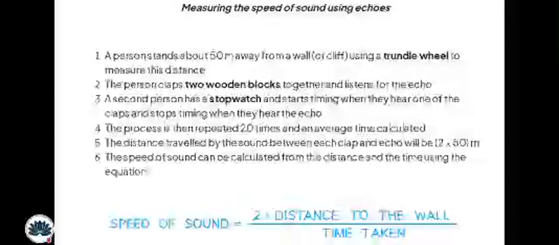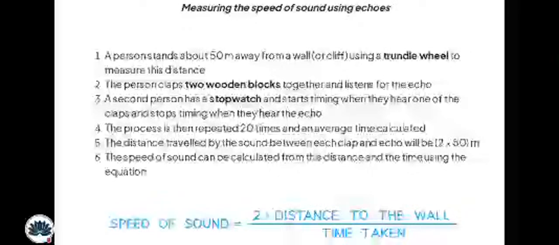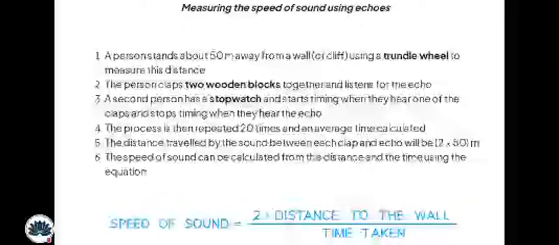The speed of sound can be calculated from this distance and the time using the equation: speed of sound is equal to 2 multiplied by distance to the wall upon time taken. Remember, for the echo, it is essential for you to multiply the distance by 2, because there is a reflected sound. One sound was going there, and another sound came back. So having the two times, we multiply the distance by 2.